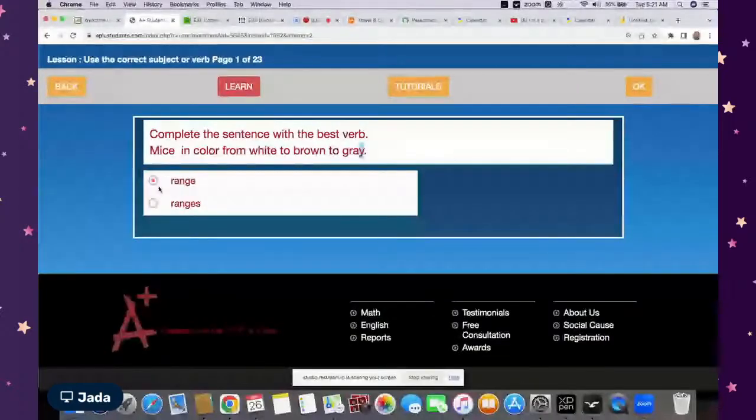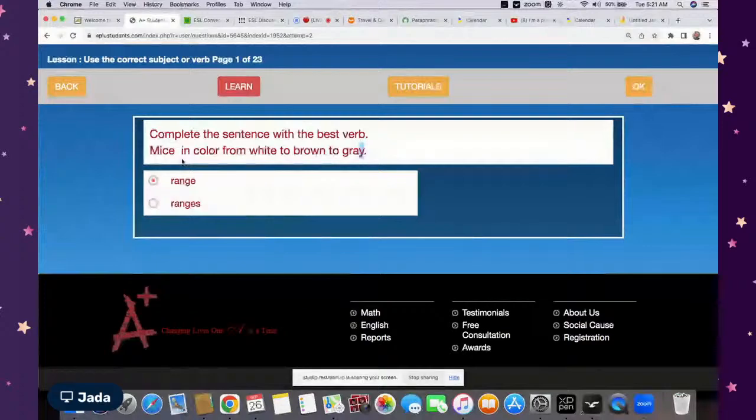Okay, so range. All right. So we know that we are getting the best verb in this sentence. So we have range. Yes. All right, because mice is what? Plural. So range. Okay, thanks, guys.